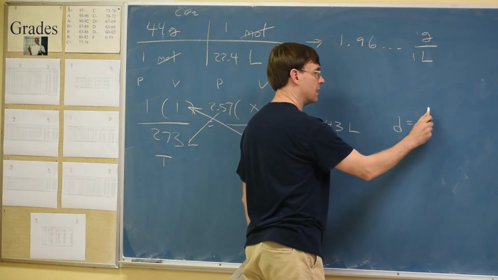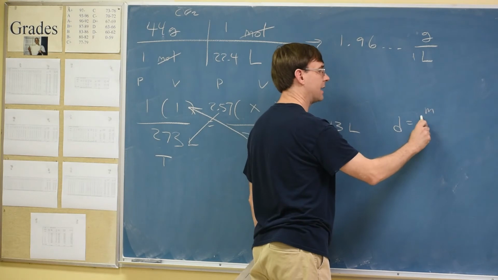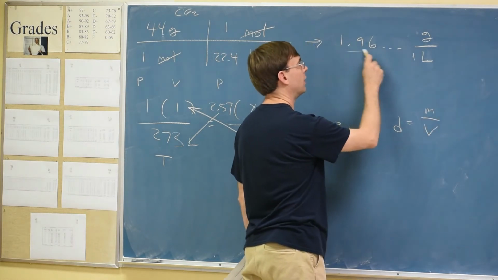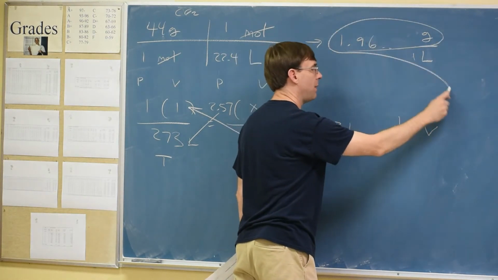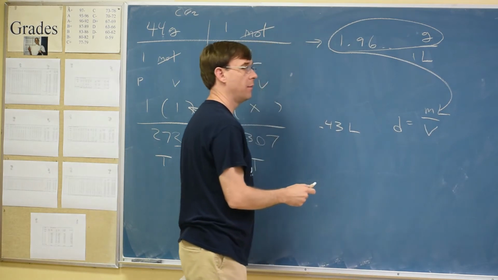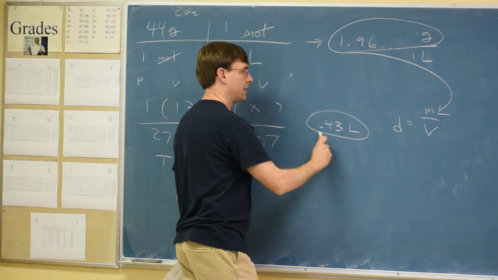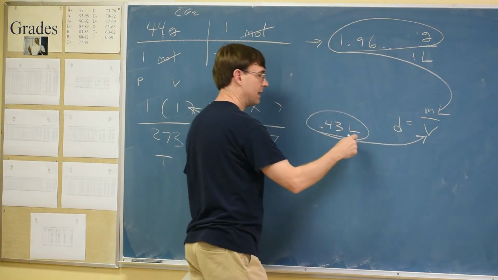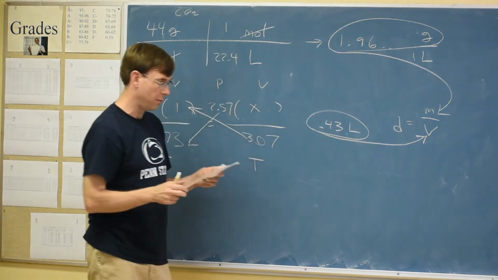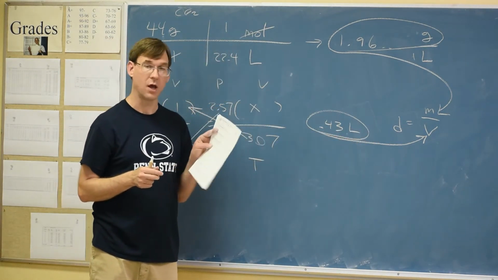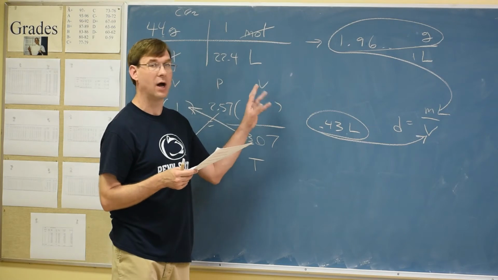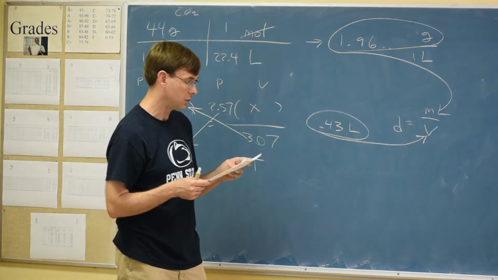So density is always the mass dividing the volume. So we need to take this mass that we got from up above, divide by this volume that we just got from below, and if you divide those, we're going to get the density at the unusual temperature pressure combination.